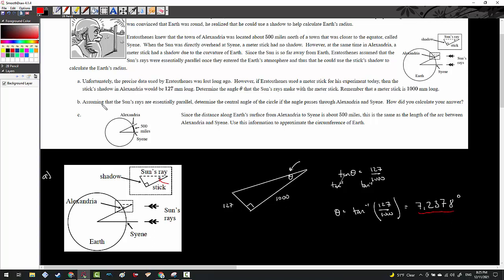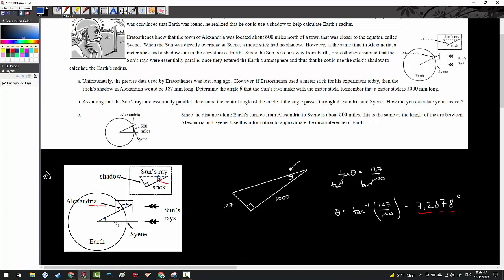Now in part B, it says, assuming that the sun's rays are essentially parallel, determine the central angle of the circle if the circle passes through Alexandria and Syene. And how did you calculate your answer? So from here, you see these dotted lines right here, which are a lesser magnified version of these dotted lines. I will go ahead and carry on those dotted lines, and what they want you to see is a relationship between this angle theta, which is essentially this angle right here, and this angle here.